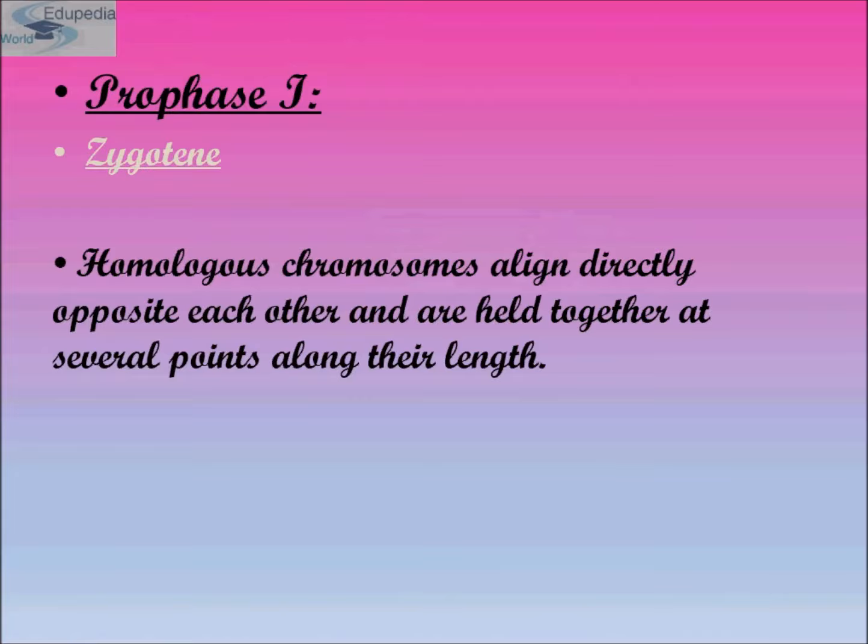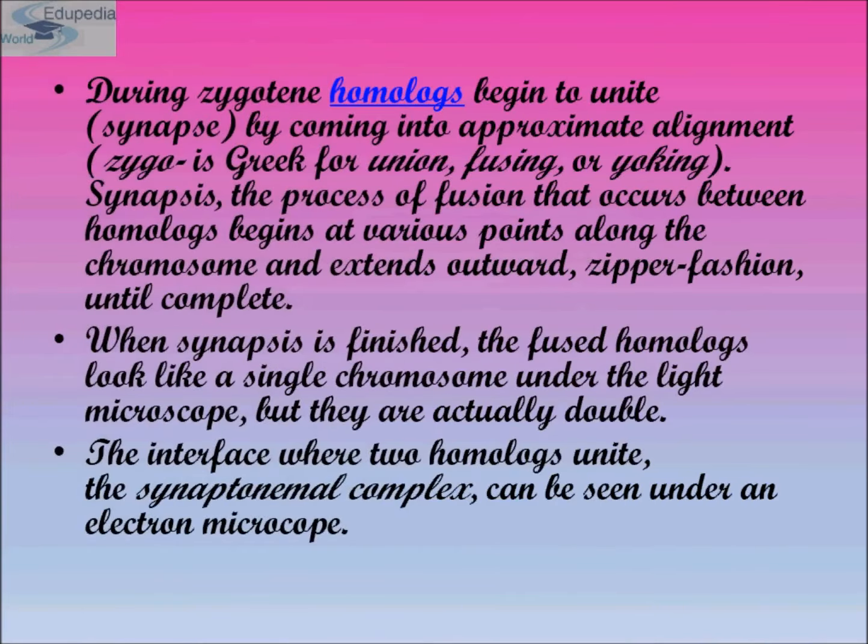Prophase 1 has a second stage, that is zygotene. Homologous chromosomes align directly opposite each other and are held together at several points along their length. During zygotene, homologous chromosomes begin to unite, and that is known as synapsis, by coming into approximate alignment. Zygo means union, fusing or yoking.